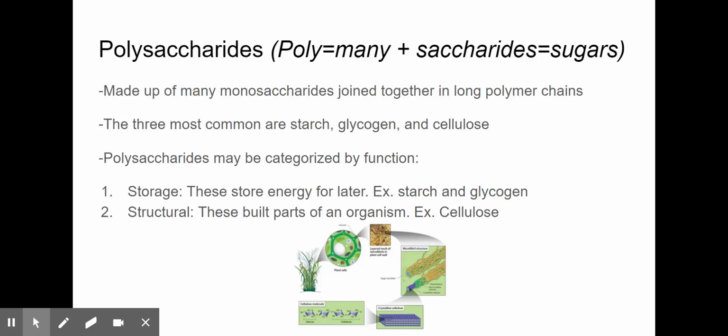Structural polysaccharides are part of an organism, so they actually build an organism. Cellulose is an example of that. It's this big chain of sugars, and it makes cells have structure. It's a polysaccharide, and it's structural. It gives plants structure. And cellulose is kind of a cool one. The three most common ones that we're going to talk about are starch, glycogen, and cellulose. So that's two storage ones and one structural one.